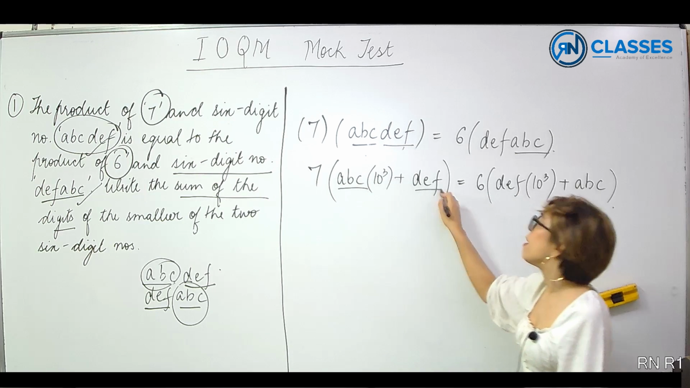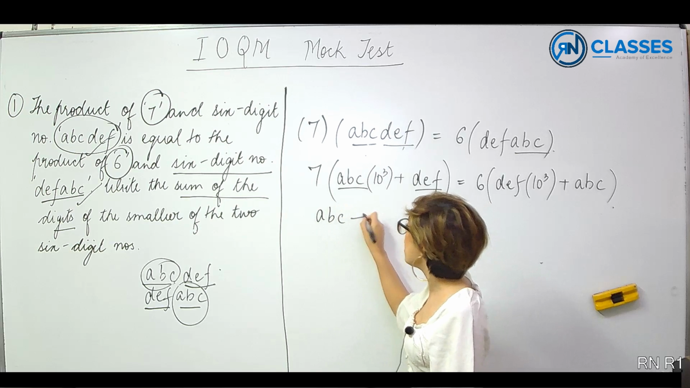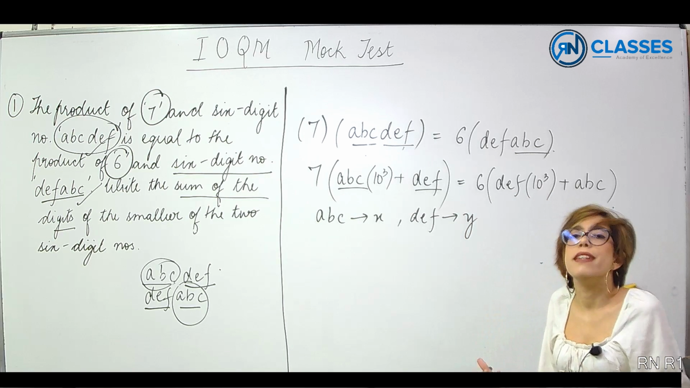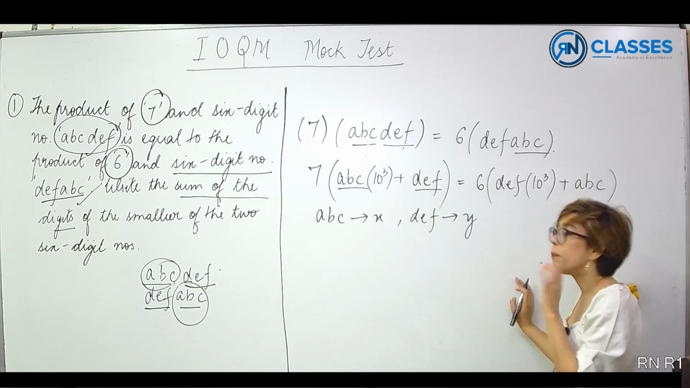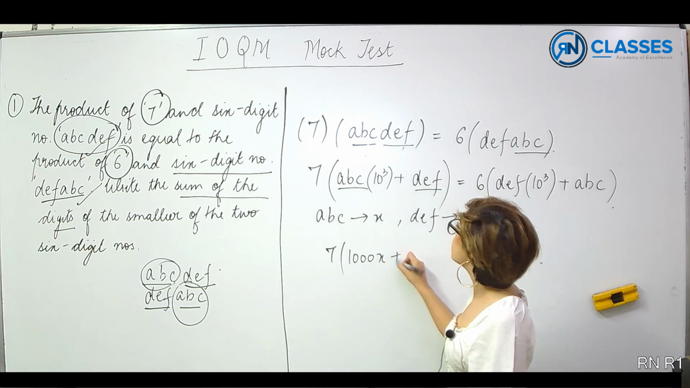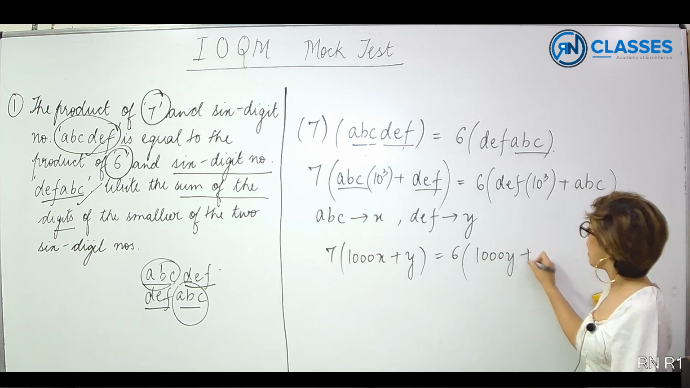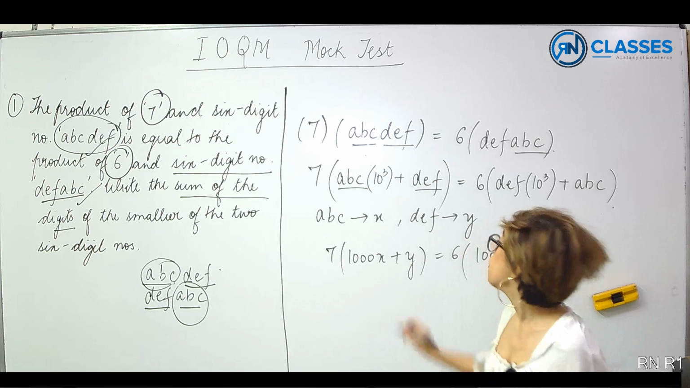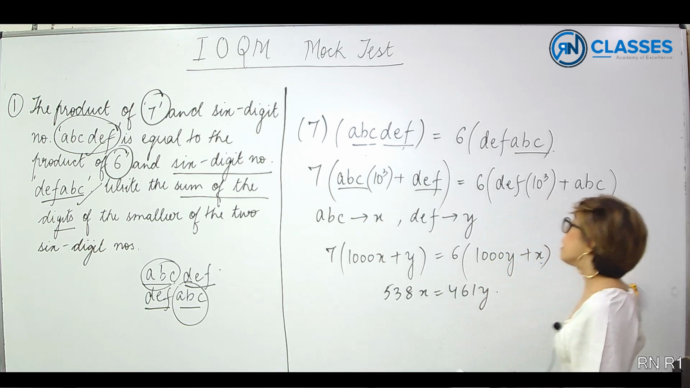Now ABC, DEF, it is occurring again and again. What I can do is I can just replace it or substitute it. So let ABC be X and DEF be Y. So that it is a bit easier for me to see it. Now obviously I can see that X is a 3-digit number and Y is a 3-digit number. Right? So this becomes 7 into, this is nothing but 1000X plus Y is equal to 6 into, this becomes 1000Y plus X, right? I will obviously combine the like terms and ultimately I will get 538X equal to 461Y, right? This is a prime number.